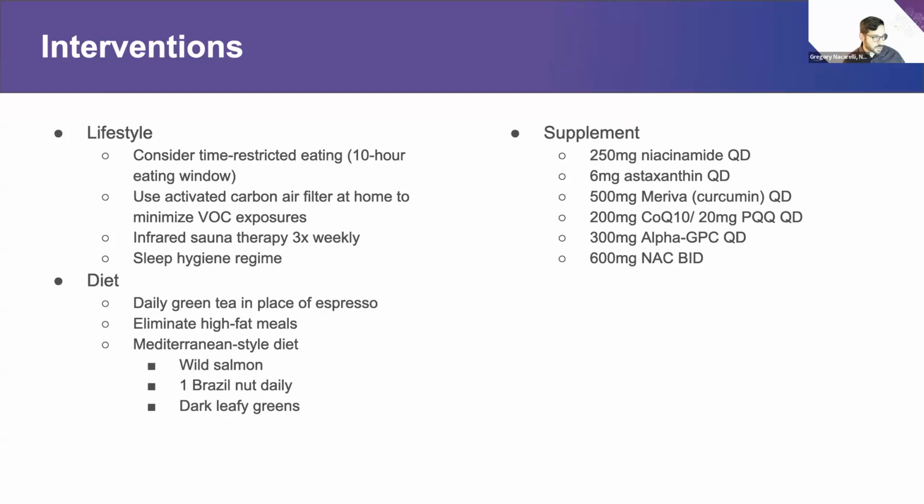They recommended EGCG. I think we might just get him started on green tea instead of having the espresso in the morning, or at least one of the espresso shots. Usually I'd say if you're having 2 espresso shots, try to switch one of those with green tea. And if it's 1 espresso shot, switch with green tea just to help with that. Eliminate high-fat meals, Mediterranean diet, increasing fish consumption, salmon, 1 Brazil nut daily, dark leafy greens especially for the methylation cofactors there. For supplements, we're going to get them started on niacinamide, astaxanthin, Meriva curcumin, mitochondrial support supplements, CoQ10, PQQ, alpha GPC, and NAC to support detox.